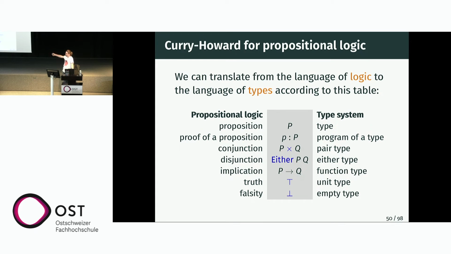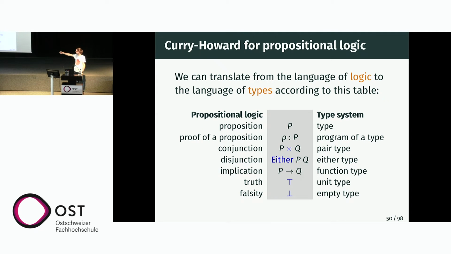Disjunction corresponds to, well, how do we prove a disjunction? A or B? Well, we have to provide a proof of A or we have to provide a proof of B, right? So that's an either type, which we can also define as a data type. Implication, that's, as I said, a function type. And then we have basic propositions of truth and falsity.